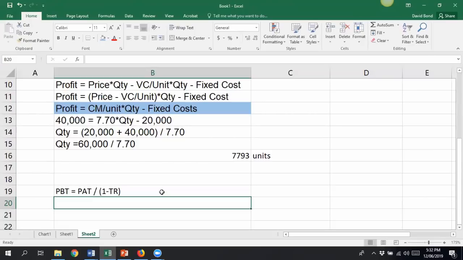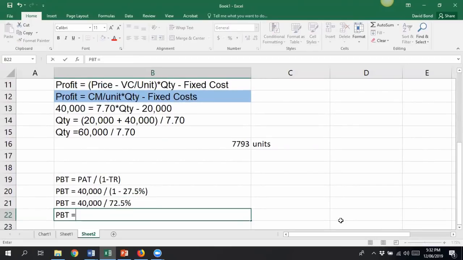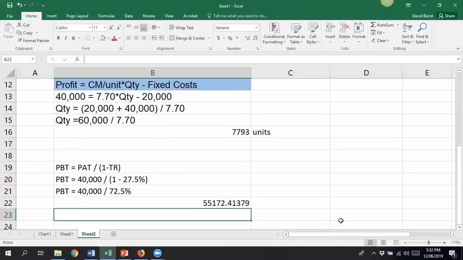My classes will know that there's a way to double check it. If we want profit before tax, because that is the number this profit before tax is, and we want a $40,000 a year after-tax profit, divided by 1 minus 27.5%, profit before tax equals 40,000 divided by 72.5%.